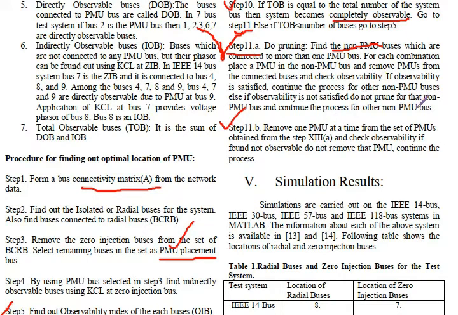If any of the PMUs is redundant, you should remove that. Remove one PMU at a time from the set of PMU buses obtained from step 11. In step 11, you will be removing one PMU at a time and checking the observability of the system. If the system is not observable, then do not remove it. If after removing that PMU the system is still observable, then remove that specific PMU.